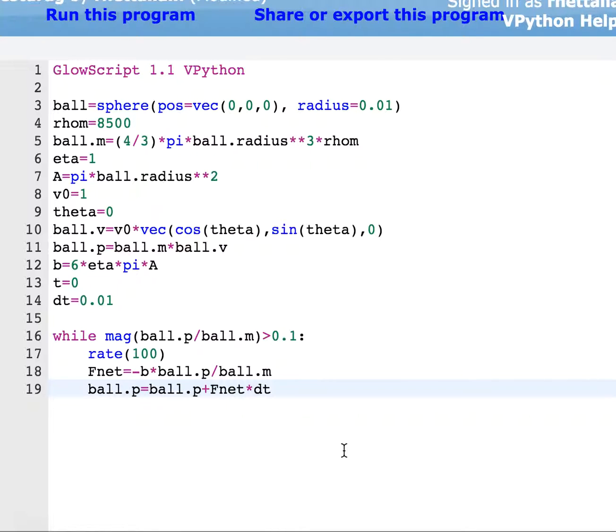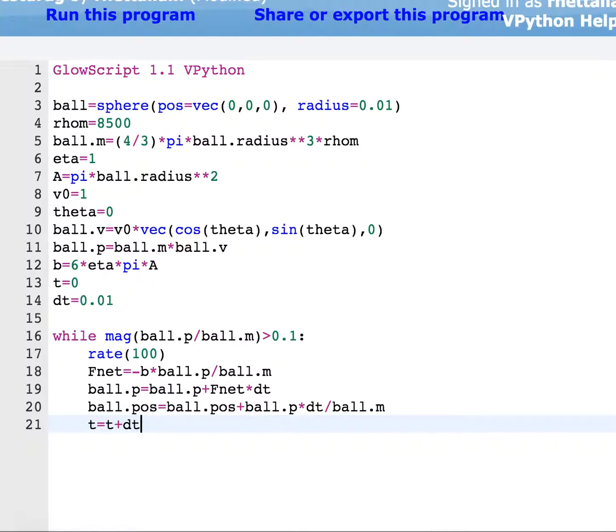So next I need to update the position. This is the position of the ball, because up here, that's the part of the ball. This will actually move the ball. It's not just R or X or whatever. It's the position of the ball. I need to update that by adding the velocity times dt, but the velocity is going to be ball.p times dt divided by ball.m. Okay, now I need to update time, and I should be ready to run it. Let's run it. It's not running. Okay, I'm going to stop.